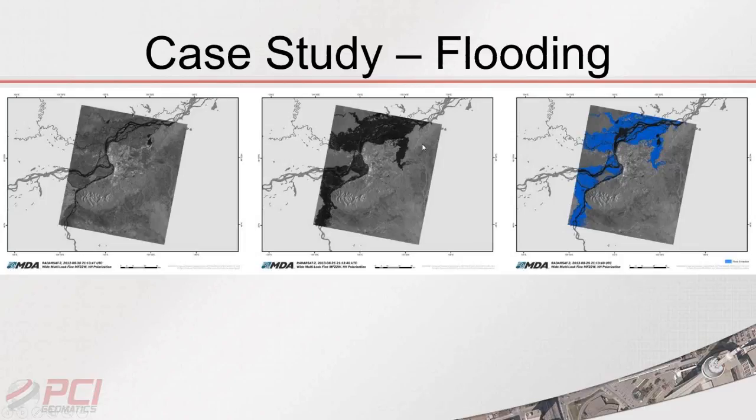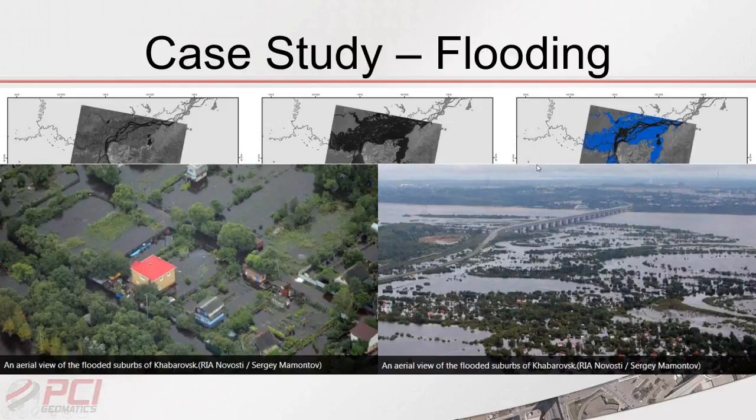The second case study we have is a flood that took place in Russia in August of 2013. Just to walk through the process that Kevin's going to demonstrate for you, we have a series of scenes that were captured over this area of Russia that got hit by just massive flooding, the worst they'd seen in, I think, 140 years. If we can go to the next slide, we've got a couple of aerial photos showing how extensive that flooding was in that region.